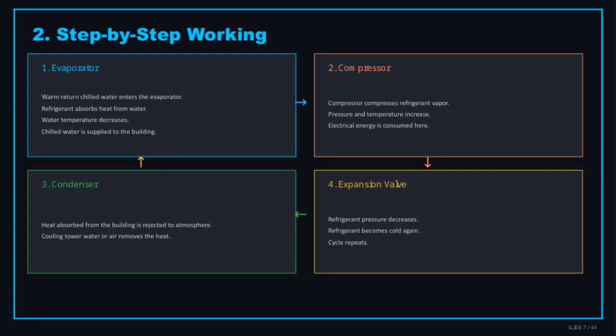Let's walk through the refrigeration cycle step by step. It starts in the evaporator, where warm water from the building passes through, and the refrigerant absorbs heat, cooling the water. Next, the compressor kicks in, raising the refrigerant's pressure and temperature using electrical energy. Then, in the condenser, heat is rejected to the atmosphere, often with help from cooling tower water or air. Finally, the expansion valve lowers the refrigerant's pressure, cooling it down again, ready to repeat the cycle.